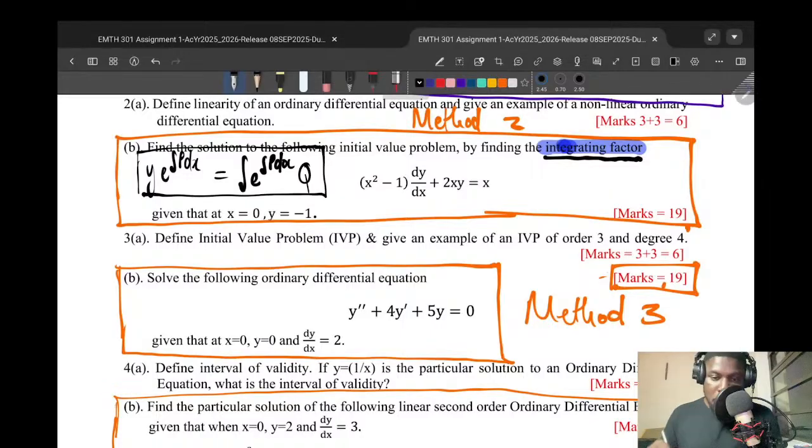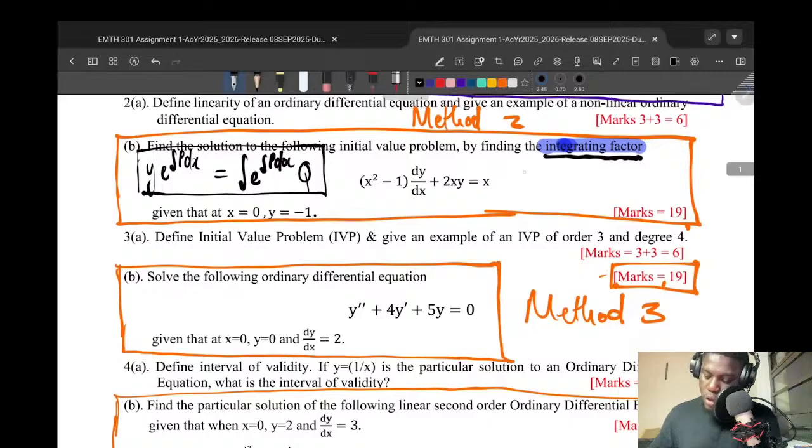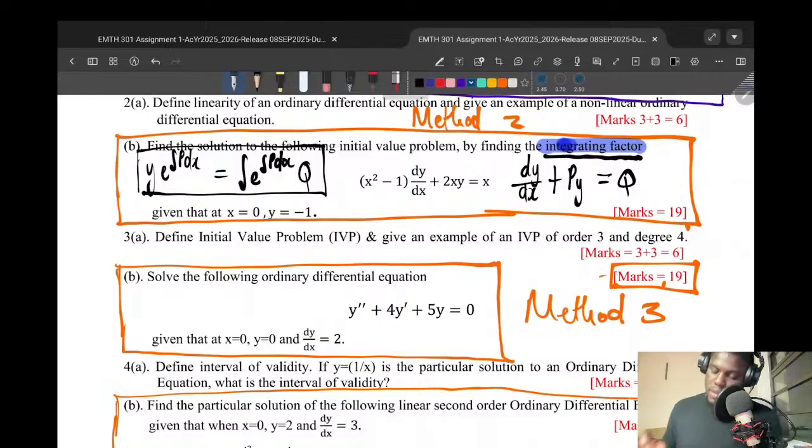But remember, to ever have something like this, we need p and we need q. So for me to have p and q, remember, it is going to be dy dx plus py is equal to q. I should have this. dy dx alone plus py is equal to q. Then I know that the thing that will be before y is your p. Everything else is going to be your q.